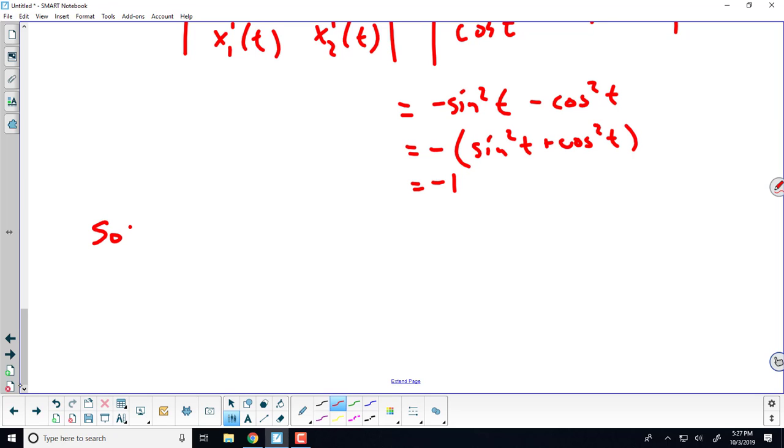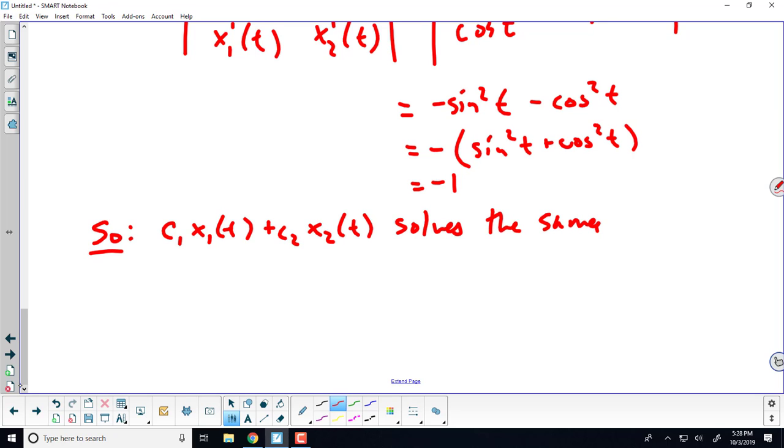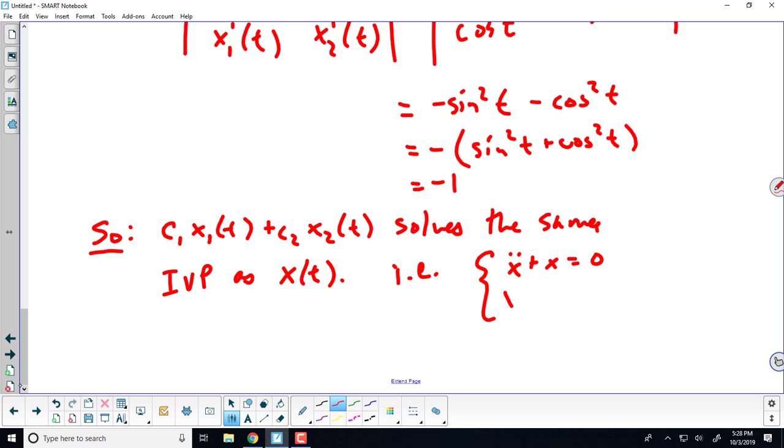So let's just say that c1 x1 of t plus c2 x2 of t solves the same IVP as x of t, i.e. it solves x double prime plus x equals 0, x of t naught equals x naught, and x prime of t naught equals x naught prime. Okay.